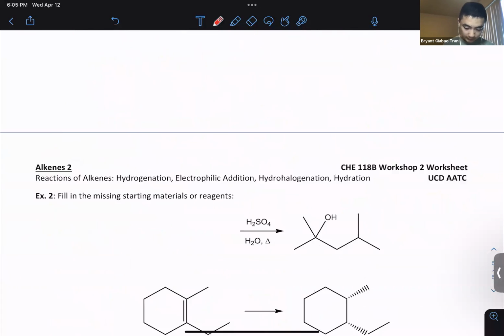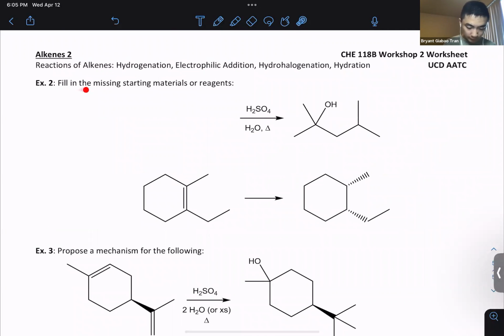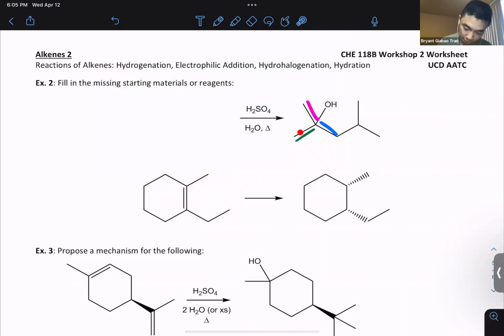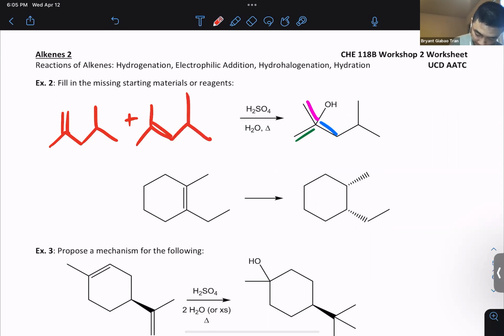Okay, now let's move on to the next part. We want to fill in the missing starting materials or reagents. We see that our reagents here are H2SO4, water, and heat, which indicates a hydration reaction from an alkene, where the alcohol is at this carbon. So that means that our alkene could have come from one of these alkenes here. And since the pink and green alkene are the same, since they're both methyl groups, we would only have to draw one of them. So our reagents here would be the alkene and this alkene here. I didn't draw out the green alkene because that would be similar to the pink alkene here.